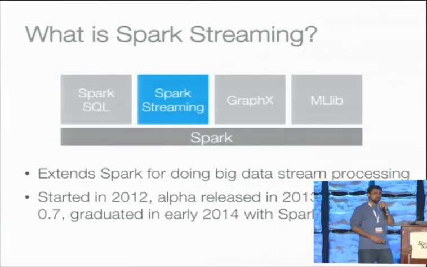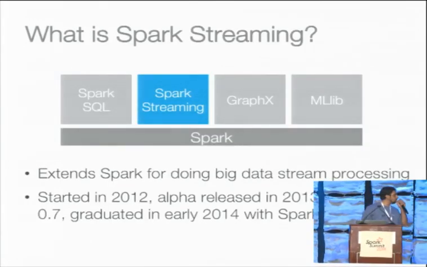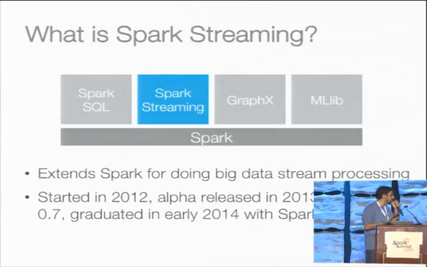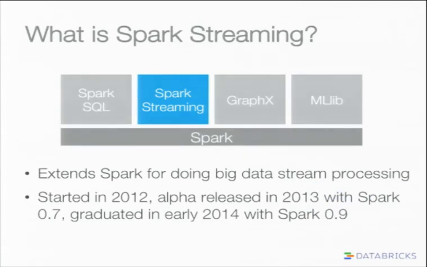Okay, so let me start with a very brief history of what Spark Streaming is, the what and the why. Just like Spark SQL, it's essentially an extension of the Spark API. It started as a research project back in 2012. For building this, we actually took the existing version of Spark and tore out all the internals to make it 10 times faster than what it was back then. We released the first version of it in early 2013 as an alpha, and then in early 2014 it graduated with Spark 0.9 as a non-alpha, full-fledged component.